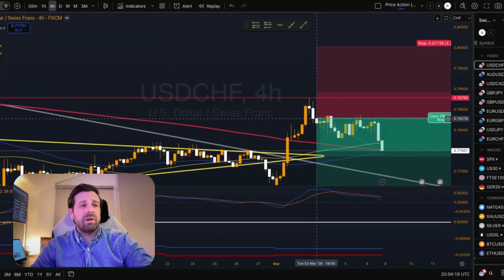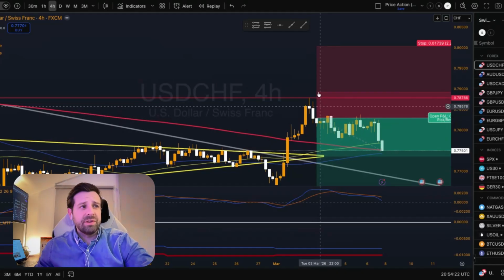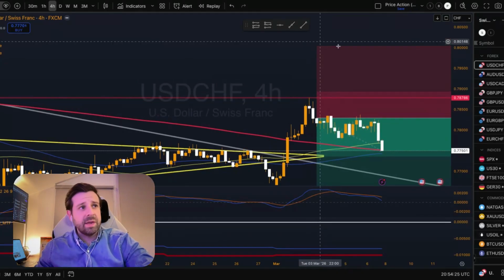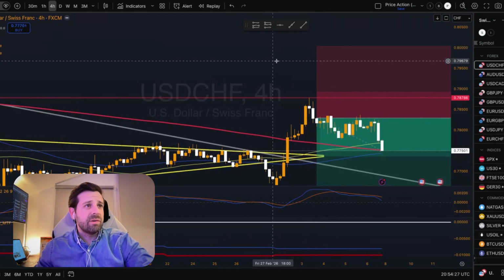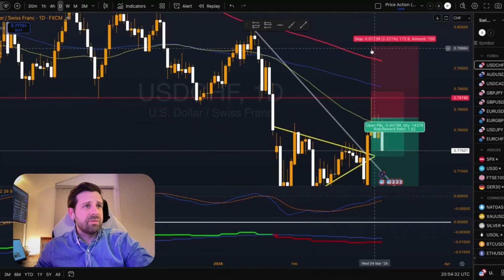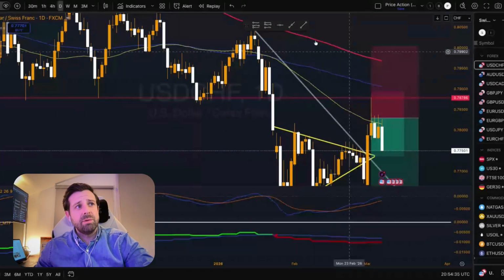So I opened a trade and I placed 2 stop losses, one just above this key level here, and then one up here, which looks a bit random on the 4-hour chart, but on the daily chart you'll see that it's above the 200 moving average.